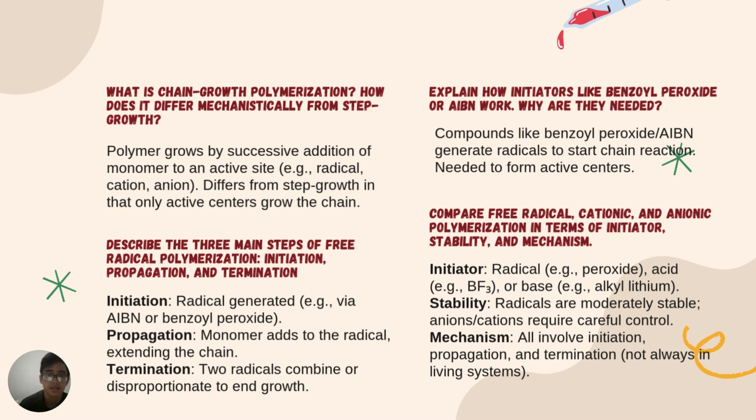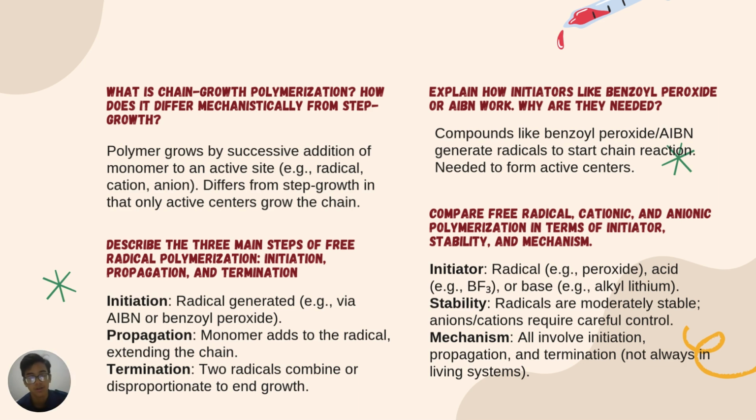And we have to describe the three main steps of free radical polymerization, which are initiation, propagation, and termination. First, we have initiation, where the radical is generated via, let's say, benzoyl peroxide or AIBN. And also, there is propagation, where the monomer adds to the radical, extending the chain further. That's why there's chain growth. And the termination, where two radicals combine or disproportionate to end growth. So it stops the growth after using this chain mechanism to make itself much bigger, much more extended.